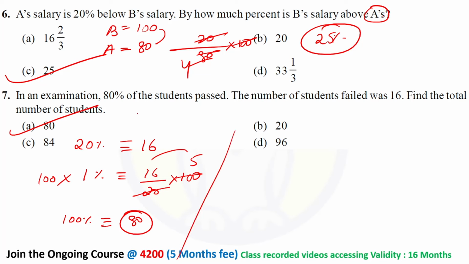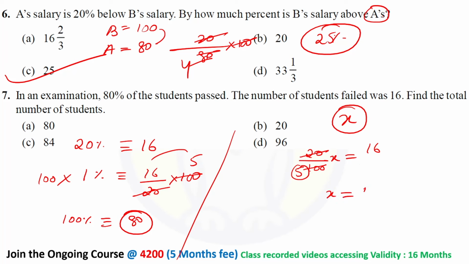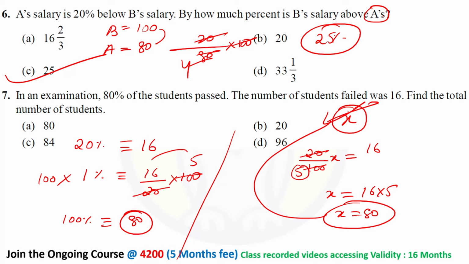We can also solve it by the variable method. Assume the total number of students is x. 80% of x passed, so 20% of x failed, and that is 16. Cancelling 20 with 100 gives 5, so x is equals to 16 into 5, which is 80. So option A is correct answer.